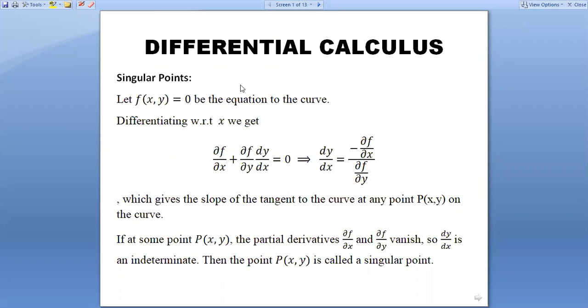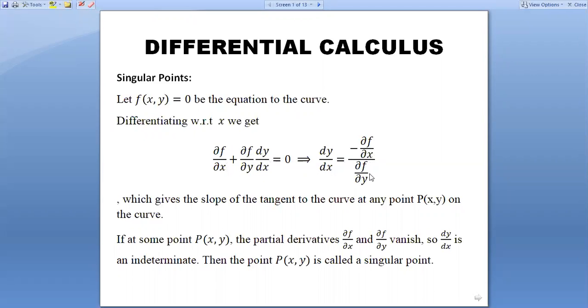If I take a curve f of x comma y equal to 0 and differentiate this with respect to x, we get it in this form. When I say differentiating with respect to x, you're differentiating partially. So this becomes ∂f/∂x plus ∂f/∂y into dy/dx, because f is a function of both x as well as y. Since y is dependent on x also, this is the way you need to differentiate. So it becomes ∂f/∂x plus ∂f/∂y into dy/dx equal to 0. This implies dy/dx is equal to minus (∂f/∂x) by (∂f/∂y).